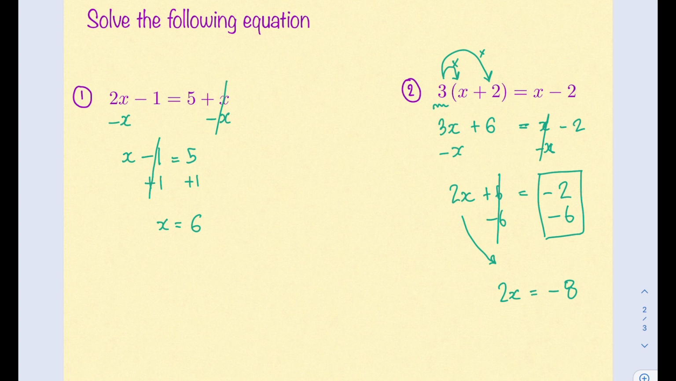Then the inverse of times 2 is divide by 2, so I will divide both sides by 2. On the left, 2 over 2 is equal to 1, so cross it out, and I'm left with my x. And on the right, I have negative 8 over 2, so negative 8 divided by 2 is equal to negative 4.